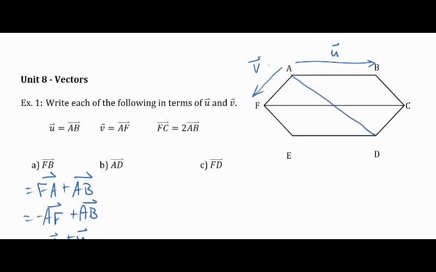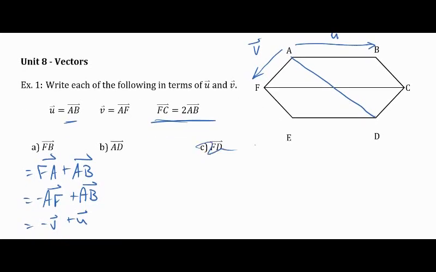Now, probably people's initial idea would be to go this way for some reason. That seems to be what people like to do. But it's better to actually go from A to F, F to C, and then C to D, because A to F and C to D are the same. And we know FC because we know AB, and FC is 2AB. Okay, so I'm going to move that one, and I'm going to bring this one over here. And I get this equals AF plus FC plus CD.